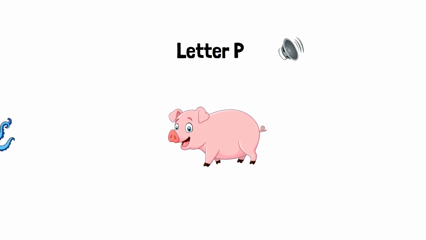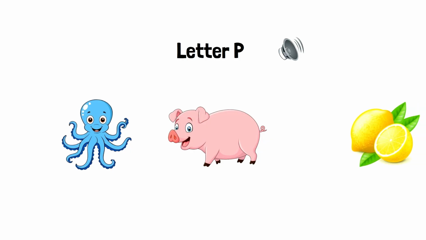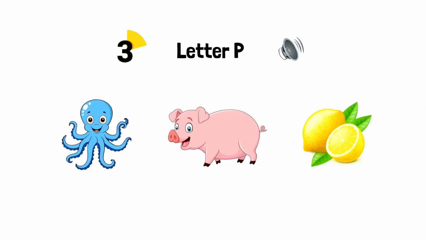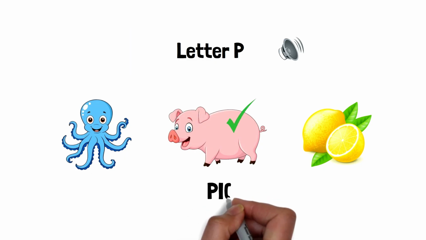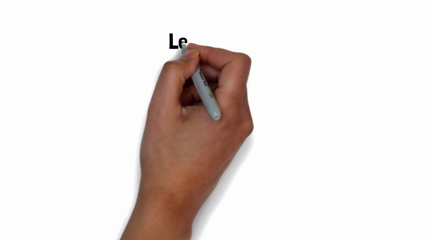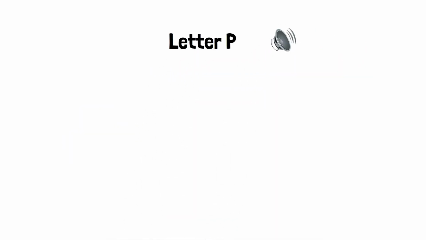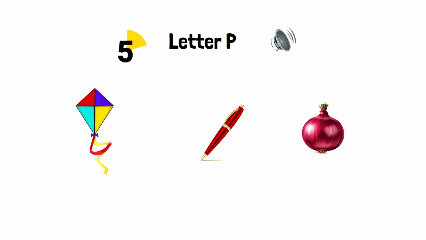Letter P sound test. Which picture starts with this sound? Pig, octopus, lemon. That's right, P for pig. Which word starts with P? Pen, kite, onion. Yes, P for pen, pen.